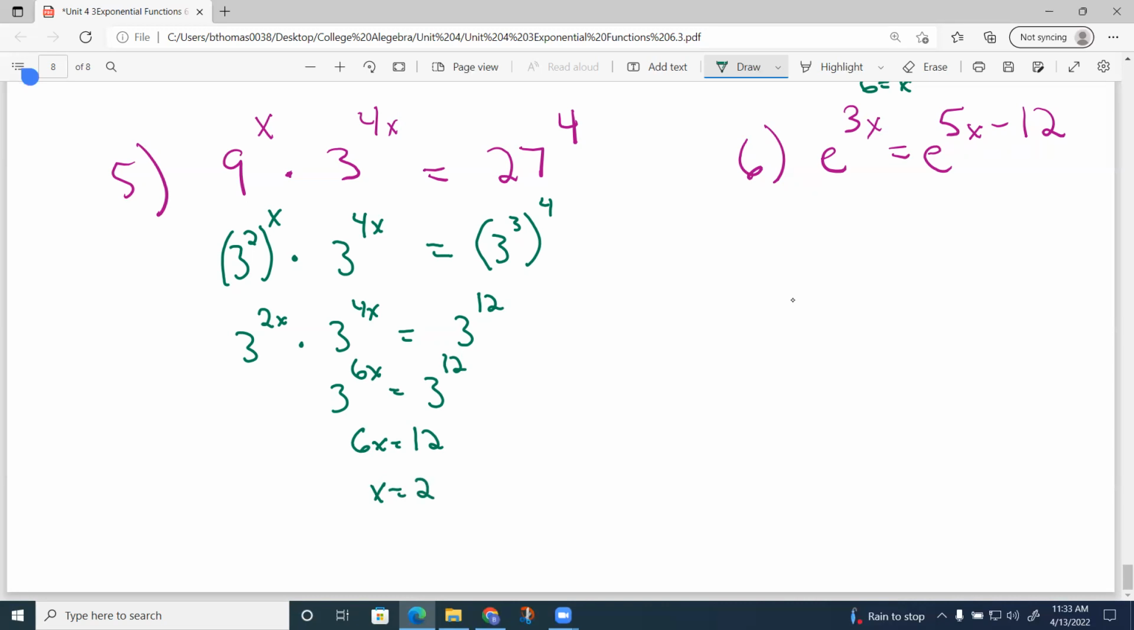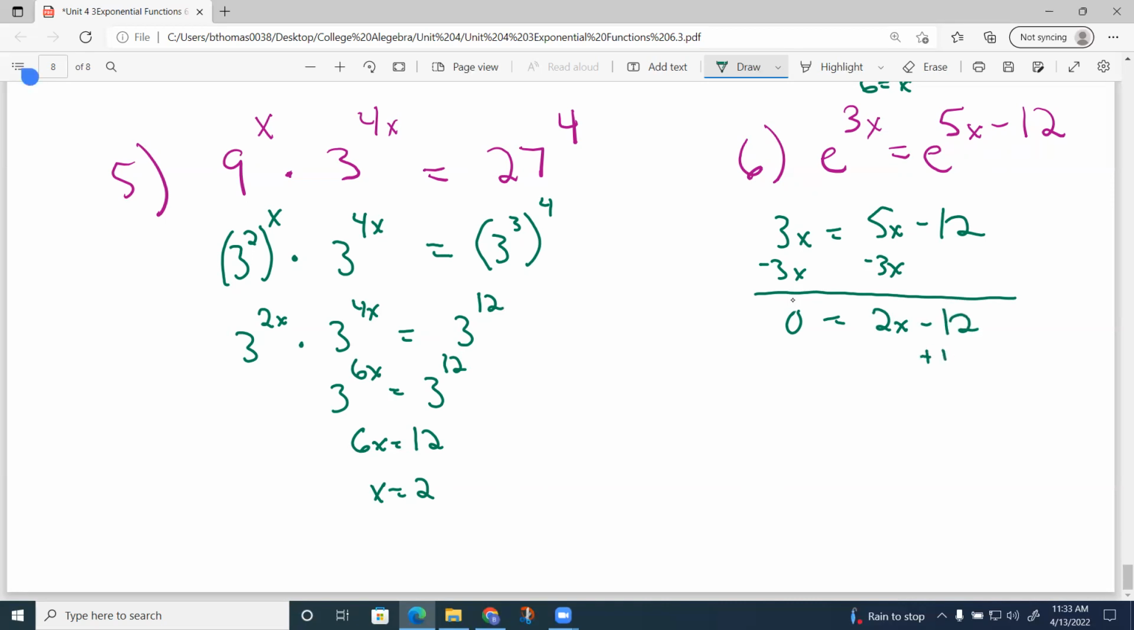So one last example. If we have e to the 3x equals e to the 5x minus 12, how do we solve this? Well, notice that they both have the same base. They're both e's. So since the bases are the same, all we have to do is use the logic of the exponents have to be equal. So I can just go straight to saying, well, 3x equals 5x minus 12. So again, if I pick on the little guy, I'm going to subtract 3x on both sides. So that becomes then 0 equals this 2x minus 12.